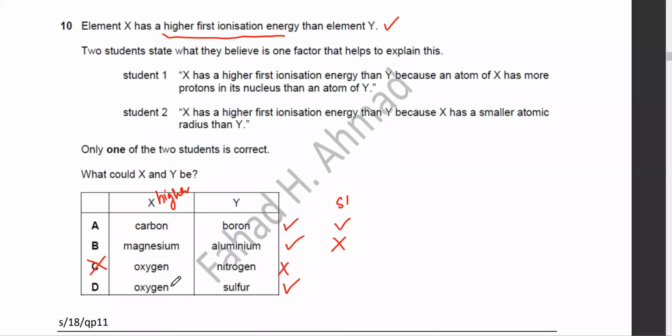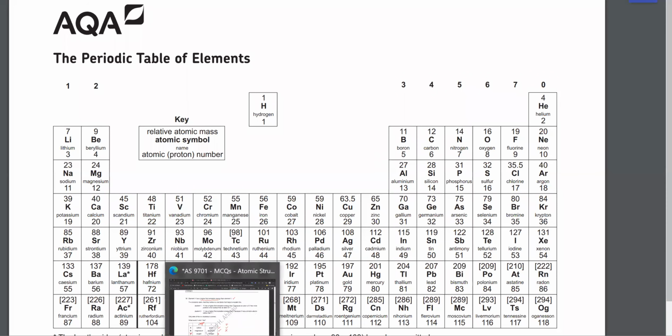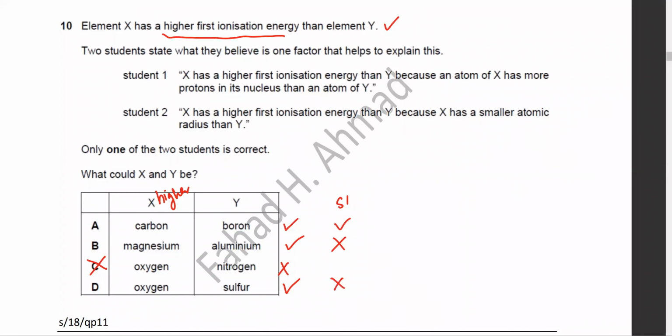What about the last one? Oxygen having more ionization energy compared to sulfur. So why did oxygen have more ionization energy compared to sulfur? Was it because of more protons? No, sulfur has more protons. Oxygen just has 8 protons. Sulfur has even more protons. So that's not the reason. It's basically the distance and the shielding. The shielding is less and the electron is closer to the nucleus. So oxygen has actually fewer protons. So student number 1 is also incorrect over here.